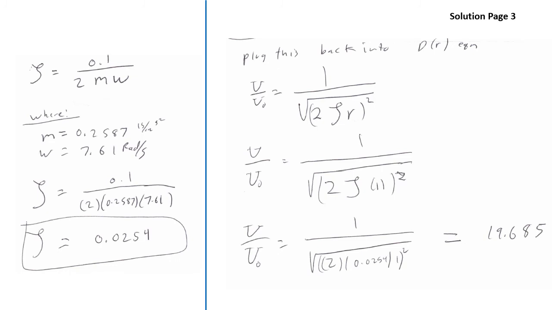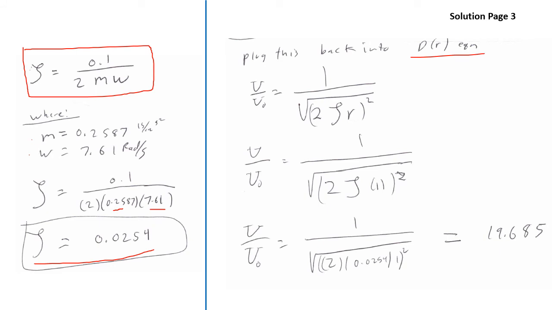So continue on there. There's my general equation from the previous slide: 0.1 divided by 2 m omega. I have my m given to me in the problem statement. I rewrite it out here. I have my omega that I've just solved for. I can plug those in there. Now I can get my zeta term here is equal to 0.1 divided by 2 times 0.2578 times 7.61. So again, that is my mass and my omega term that I just solved for. So now I have a numeric value here for zeta term is equal to 0.0254. So I can take this and plug back into this equation now.